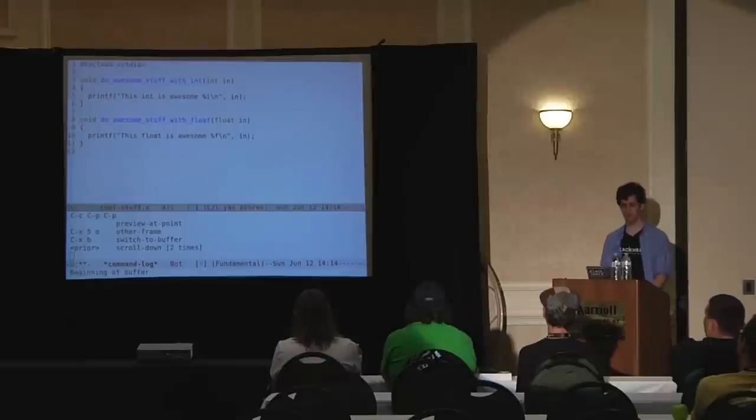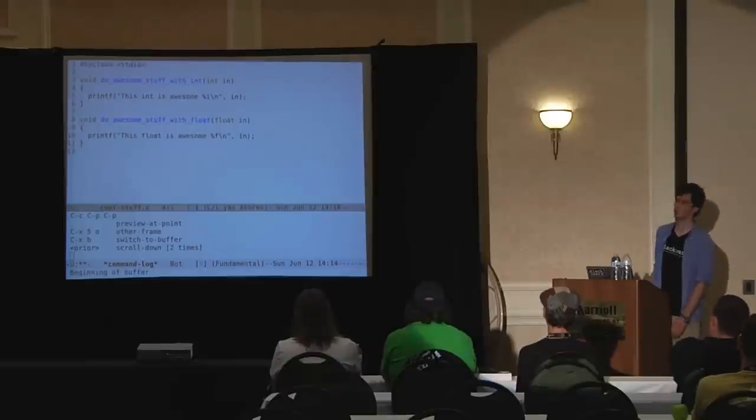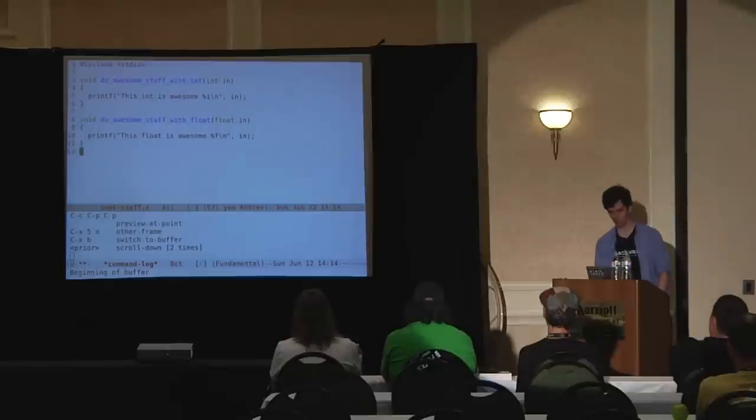So this is a C file that has two functions, two functions with really long names. So I want to make a function that's just called do stuff, that calls these two functions.